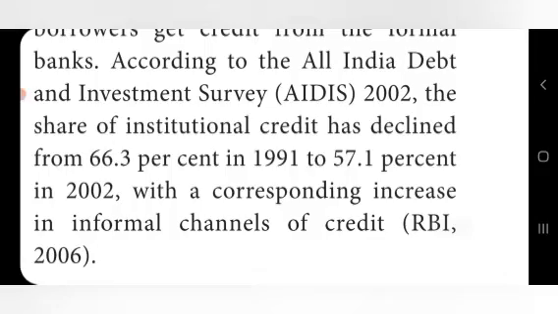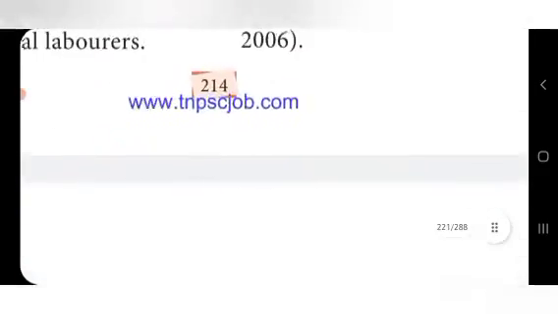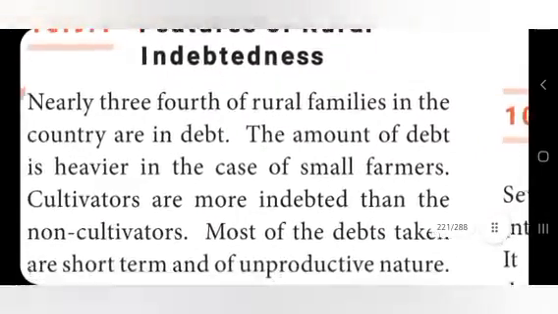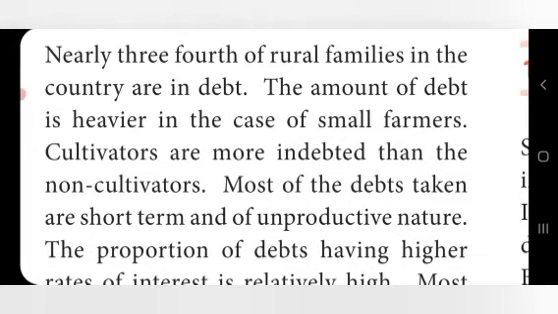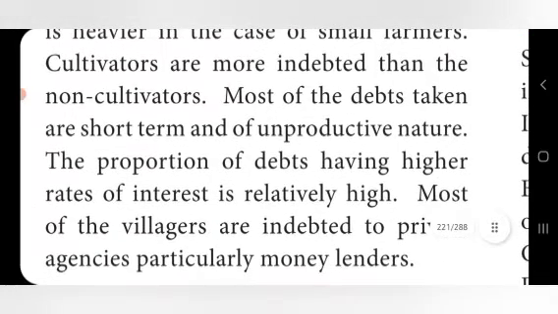Next, we move to the features of rural indebtedness. What are the features? Nearly three-fourths of rural families in the country are in debt. The amount of debt is heavier in the case of small farmers, so debt is accumulated on the heads of the small farmers. The cultivators are more indebted than the non-cultivators.